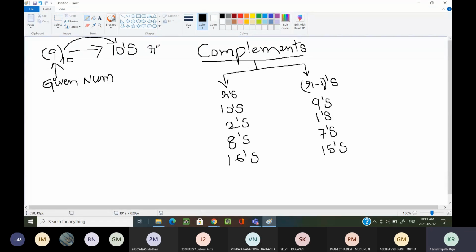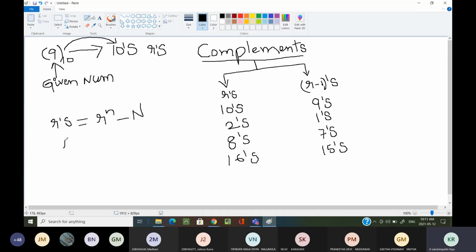10's complement is nothing but a radix complement or R's complement. The given number is a decimal number, and he is asking for the 10's complement, which is nothing but R's complement. Now, there is a formula to calculate R's complement. The R's complement formula is R to the power small n minus capital N.